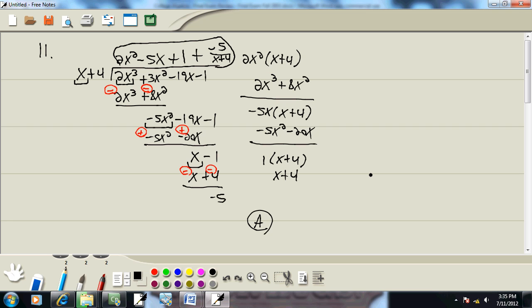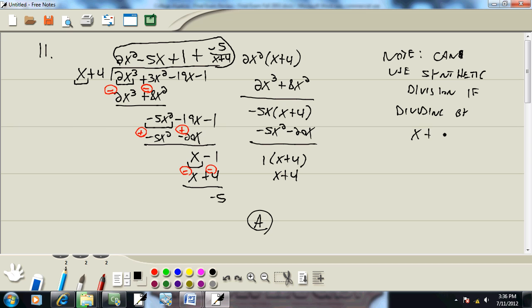Another way we can do this one, we can use synthetic division. And why can we use synthetic division on this one? Well, because, let me put a note here, you can only use synthetic division if dividing by x plus a number or x minus a number. If you have x squared, if you have a number in front of your x, you can't do that. See how we're dividing by x plus 4? That's why we can do it on this one.